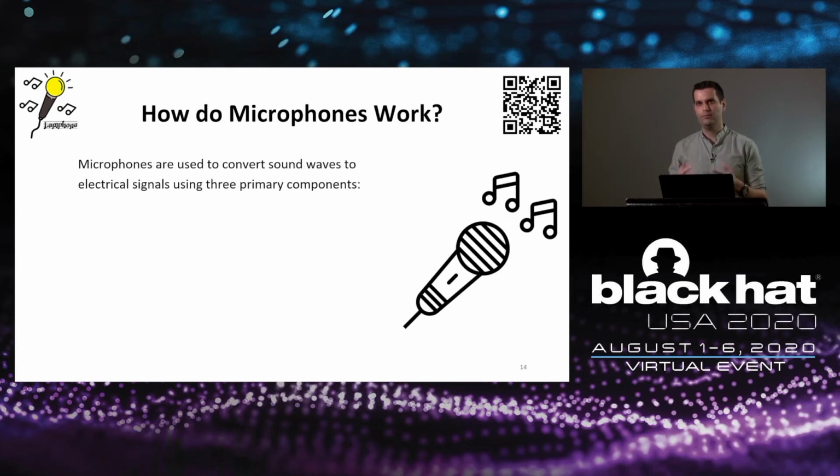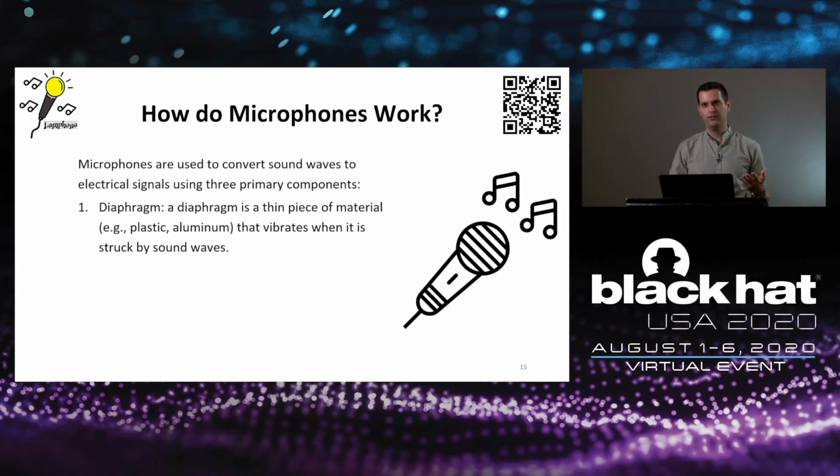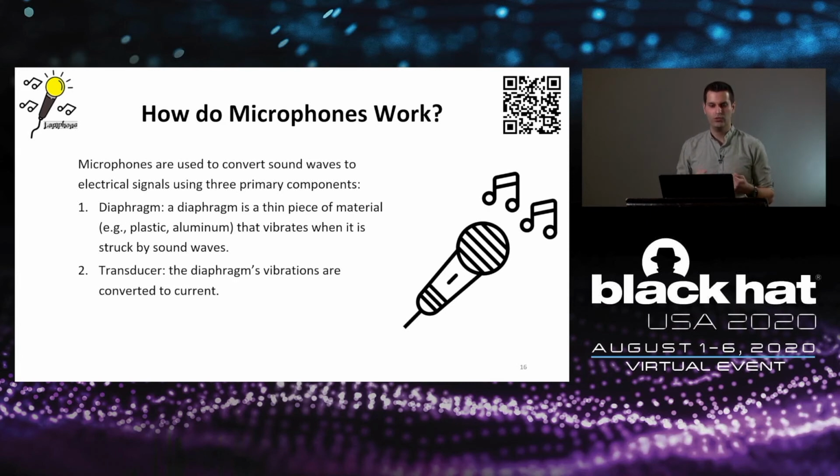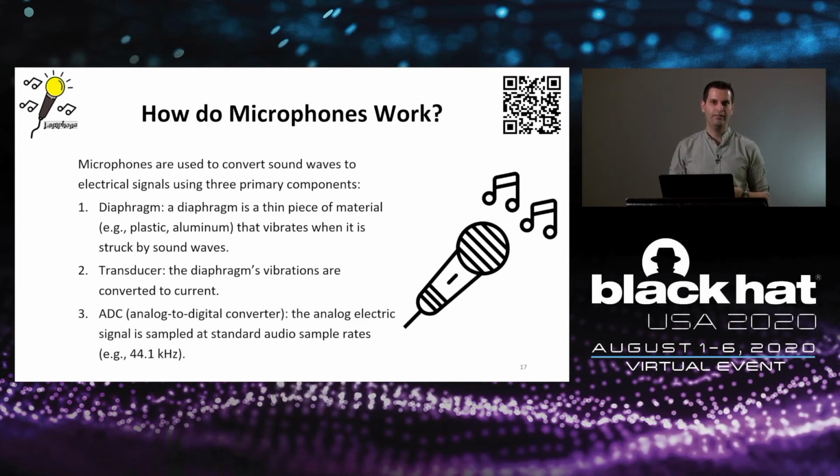Now, this principle is being used by microphones, which are devices that are used to convert sound waves to an electrical signal using 3 primary components. The first component is a diaphragm, which is a thin piece of material that vibrates when it is struck by sound waves. The second component is a transducer, which is used to convert the vibrations to current. And the last component is the A to D, which is used to digitize the analog electric signal to an audio signal.